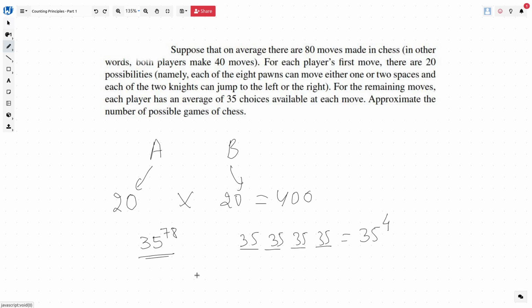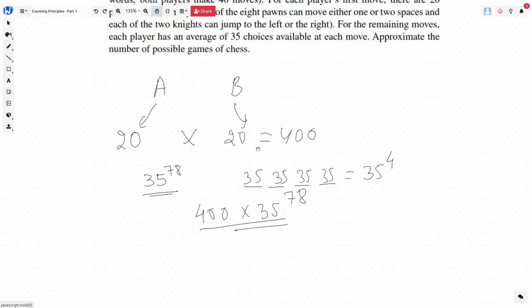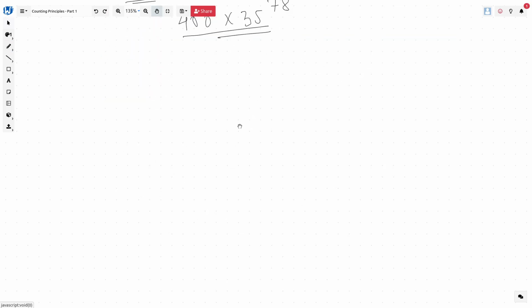So the total number of ways these moves can be done will be a very huge number, which will be 400 times 35 to the power 78, right? Now you see why chess is so complex, because there are so many moves against each other, and it's really complex. So now let's move to problem number 3.